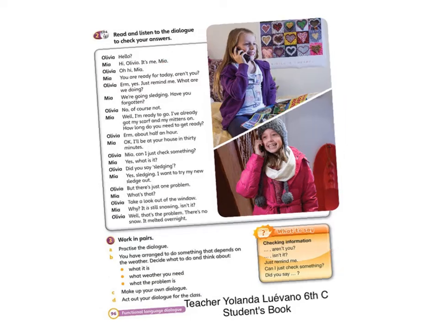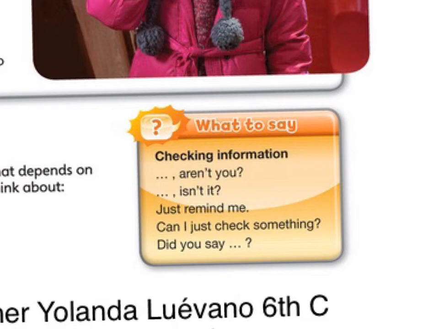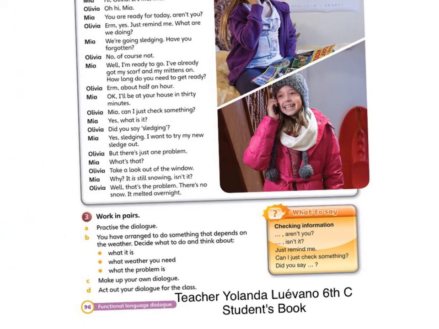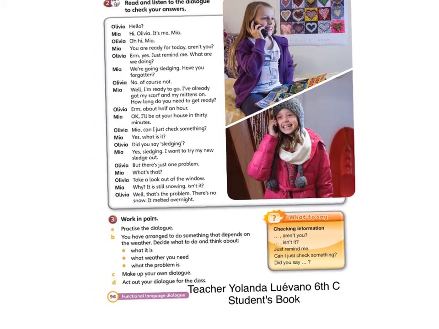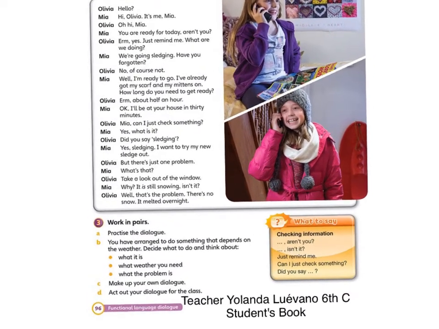Let's pay attention. Your conversation must include these words. Aren't you? Isn't it? So that means that you have to use tag questions, of course. We have also this phrase, just remind me. Can I just check something? Did you say? Let's find these phrases in context in our vocabulary here in the conversation.